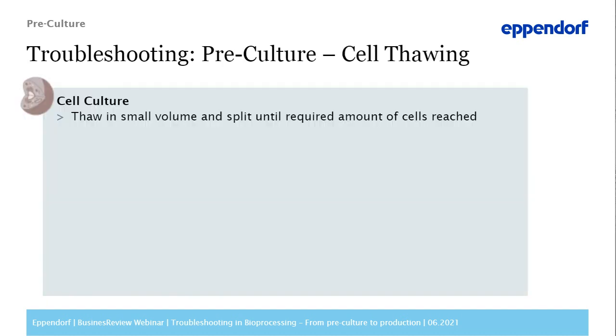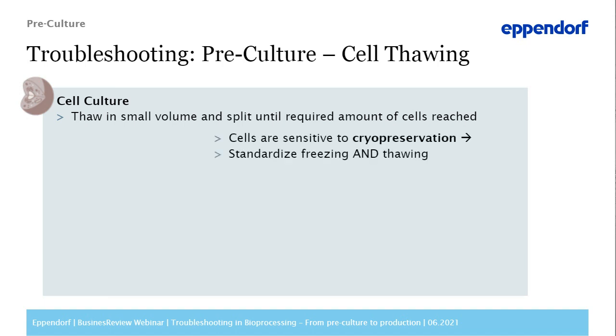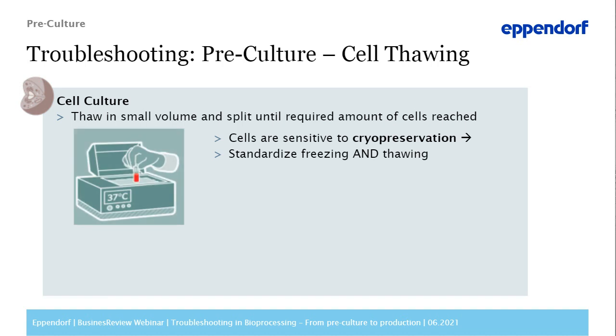For cell culture, the vial is thawed according to the cell-specific SOP in a small volume, either static or shaken, and expanded usually by splitting cells. Cells are usually very sensitive to cryopreservation, and often the freezing is standardized but not the thawing. And the water bath is still, let's say, the most applied method to thaw cells.